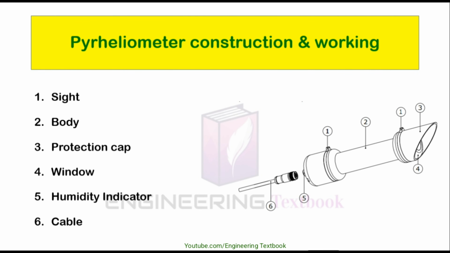Let's see the working of pyrheliometer. Here, from the window, the sunlight enters the instrument. This is directed onto the thermopile inside the body, which converts heat into electromotive force and into an electric signal. The signal voltage is converted to measure the watts per square meter through a cable output lead. It is used with a solar tracking system to keep the instrument on the sun.